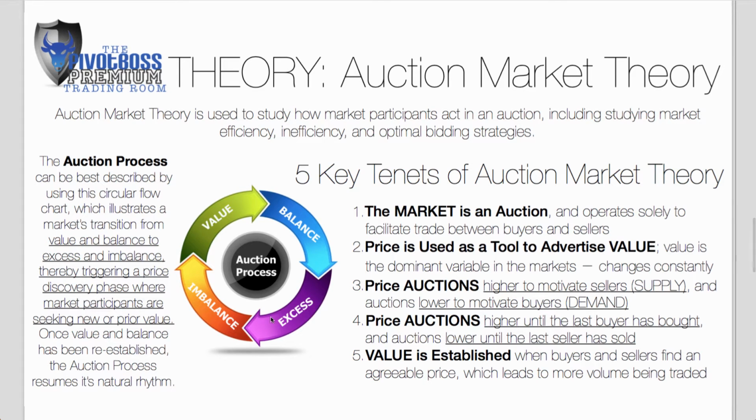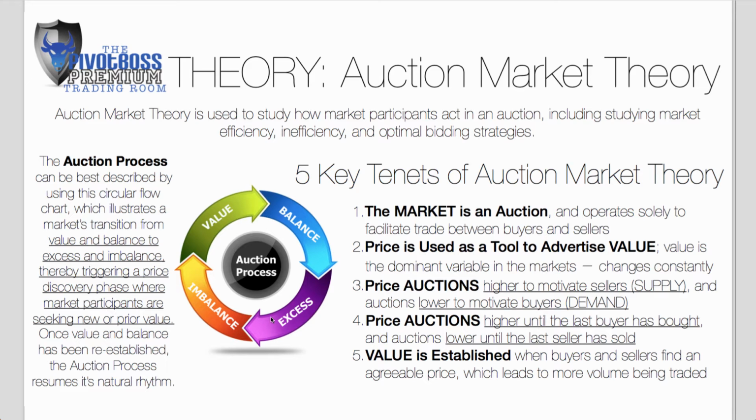Now we have 5 key tenets of auction market theory. These are very important tenets here. The market is in auction. Okay, that's very important to understand. And I know some of you may have seen this information before, some of you may not. You know, this information is never going to change. I mean, this is just what the market is. So this information is something that you can write to your long-term memory and study as you go.